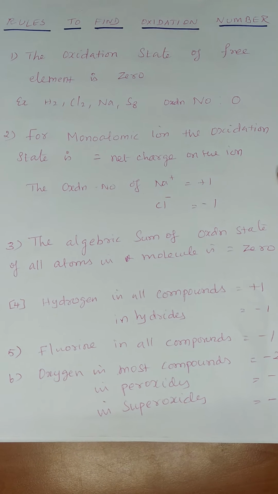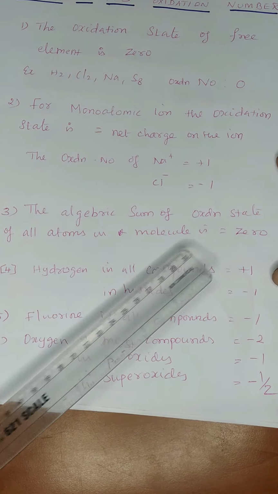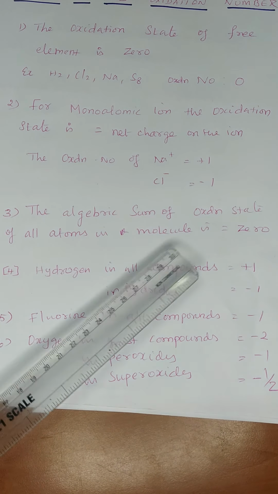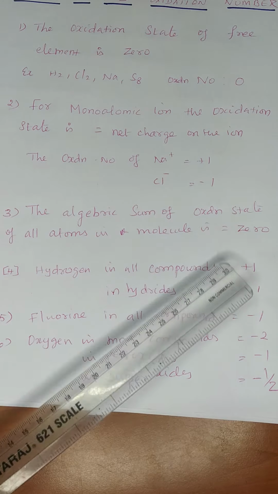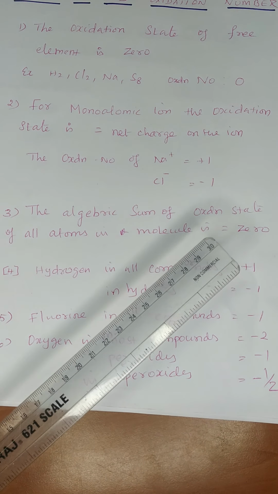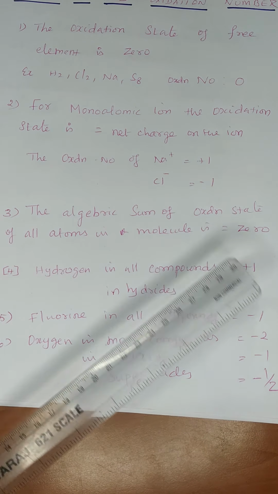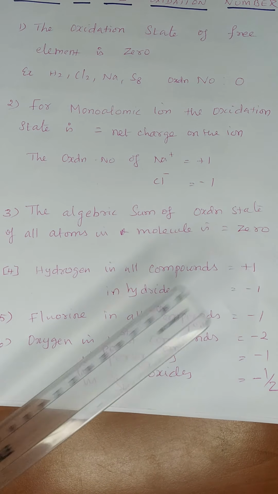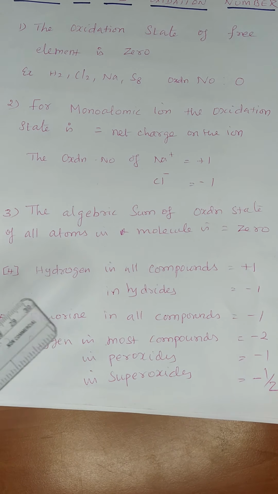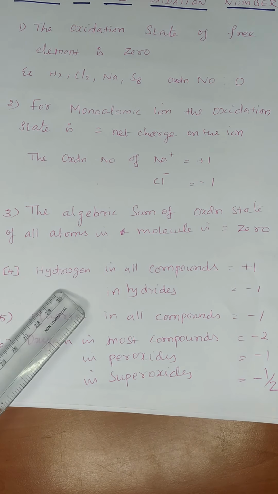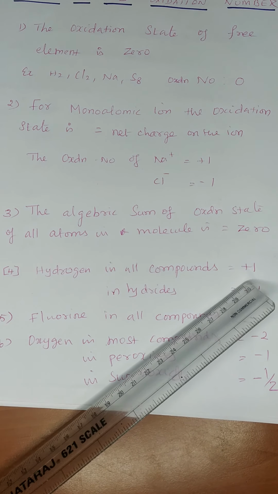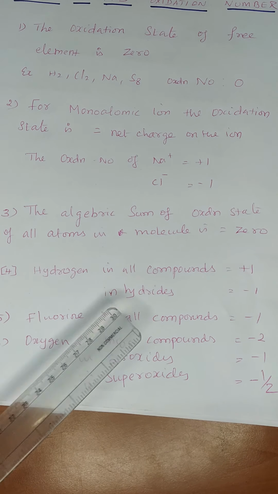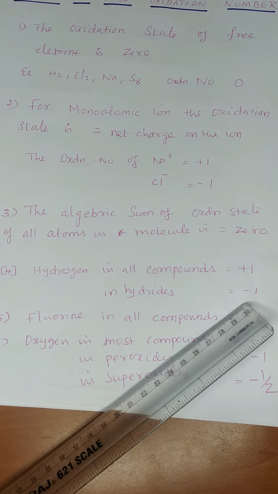Third rule: the algebraic sum of the oxidation states of all the atoms in a molecule is 0. In any molecule, if we add the oxidation states of all the atoms, that should be equal to 0. Fourth rule: the oxidation number of hydrogen in all compounds is +1. But in hydrides, the oxidation number of hydrogen is -1.